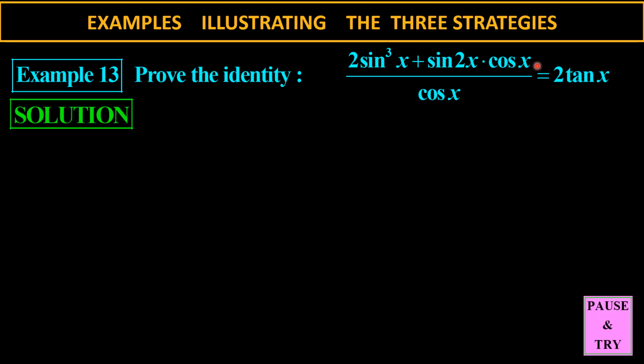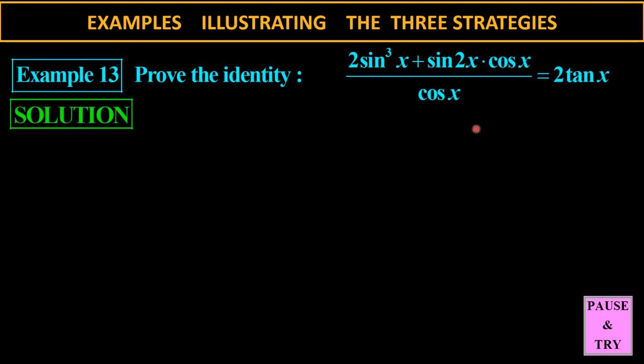Now if we take the left-hand side there, we need to see, if I look at the numerator, there's no like terms. There's nothing that I can cancel. I cannot cancel this cosine with that cosine, because this is a factor, but this cosine is part of a term. I cannot cancel that. And so if I can't apply strategy 1, I have to go to strategy 2.